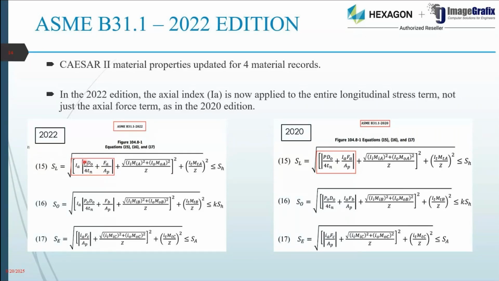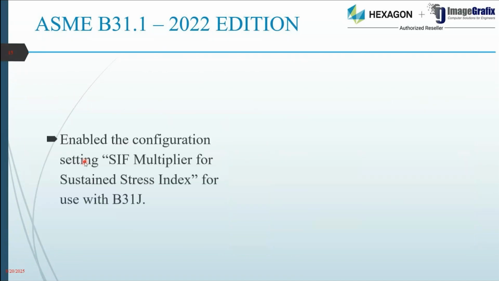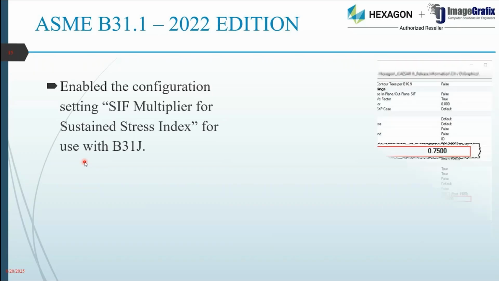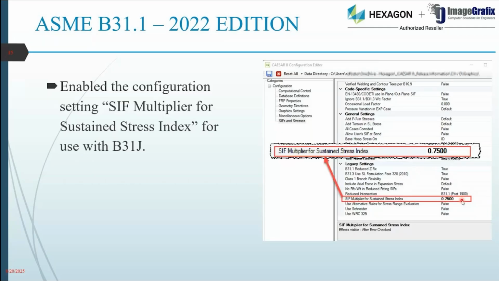This results in slight variations of our expansion stress range results between the lower versions of Caesar II and the latest versions of Caesar II, because of the formula changes in the code equations itself. And enable the configuration setting SIF multiplier for sustained stress index for use of B31J. Here you will have some drop-down details which indicate how the SSIs are calculated by the software through SIFs. What updates have been provided or what are the options I have? We'll see it in due course of the presentation.